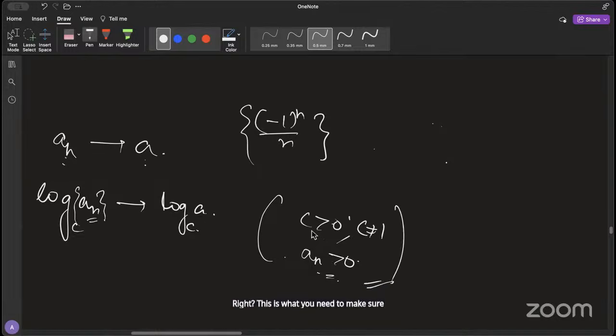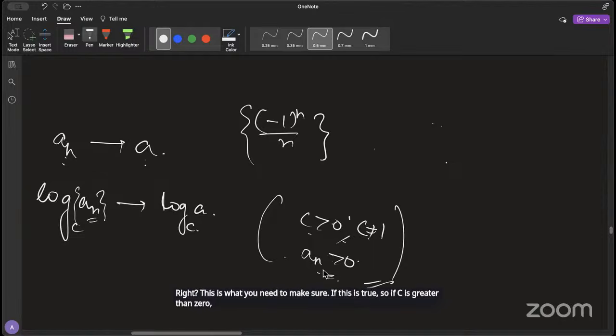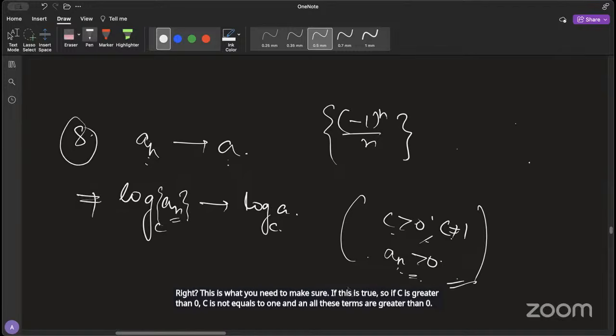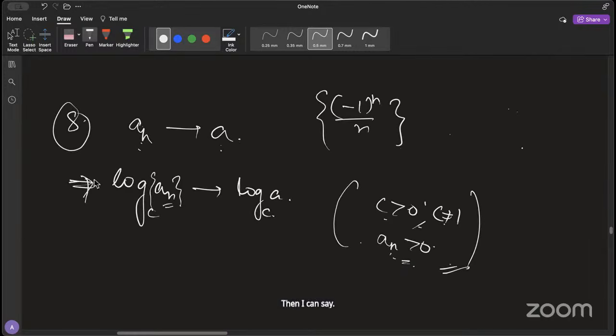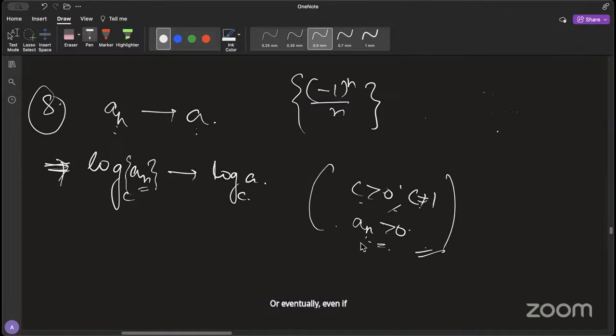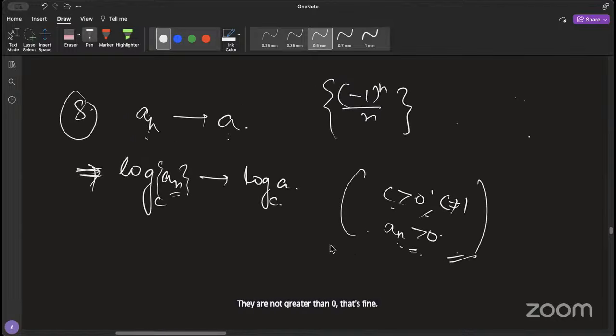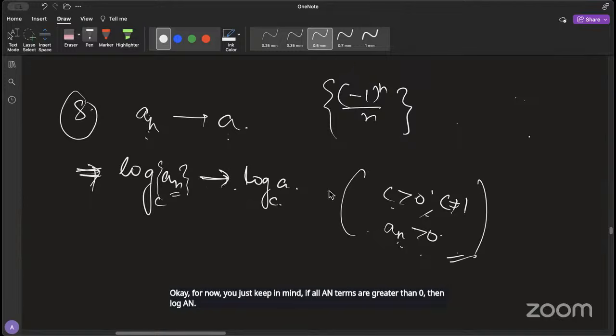If c is greater than 0, c is not equal to 1, and all these An terms are greater than 0, then I can say, or eventually, even if they are not greater than 0, that's fine. For now, you just keep in mind if all An terms are greater than 0, then log An will converge to log A. Is this okay?